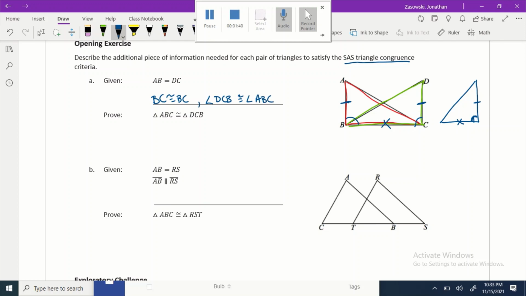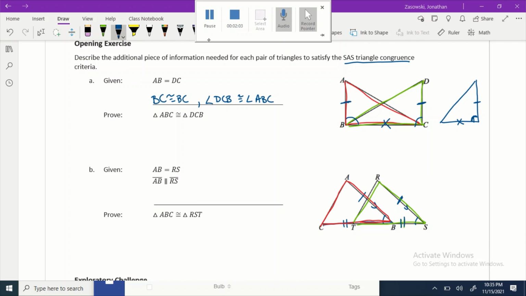So strategies, make sure you highlight, label, and then redraw your figure if you're having a hard time identifying the congruence theorem. All right, try the next one. Make sure you mark down AB, okay? That's this side right here, is congruent to RS, okay? And we know that AB is parallel to RS. Okay, let's see what you got.